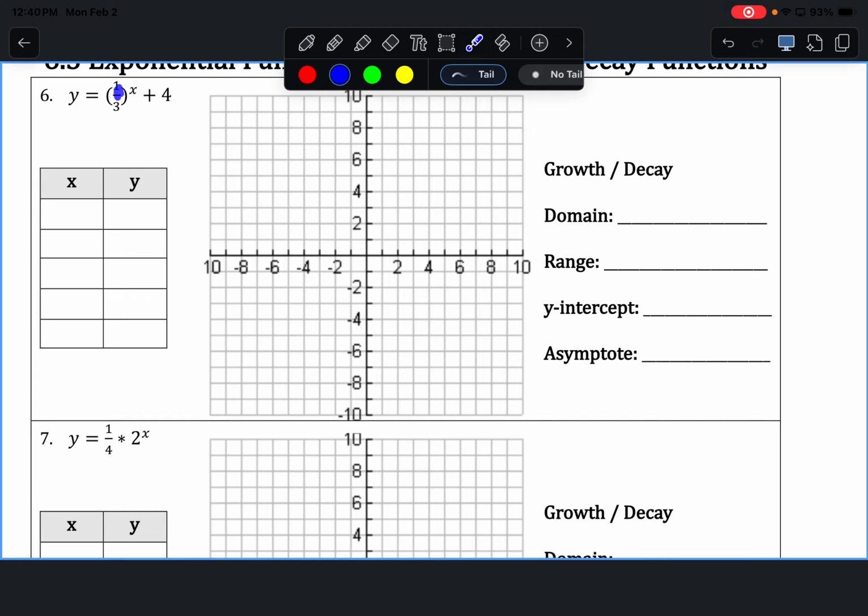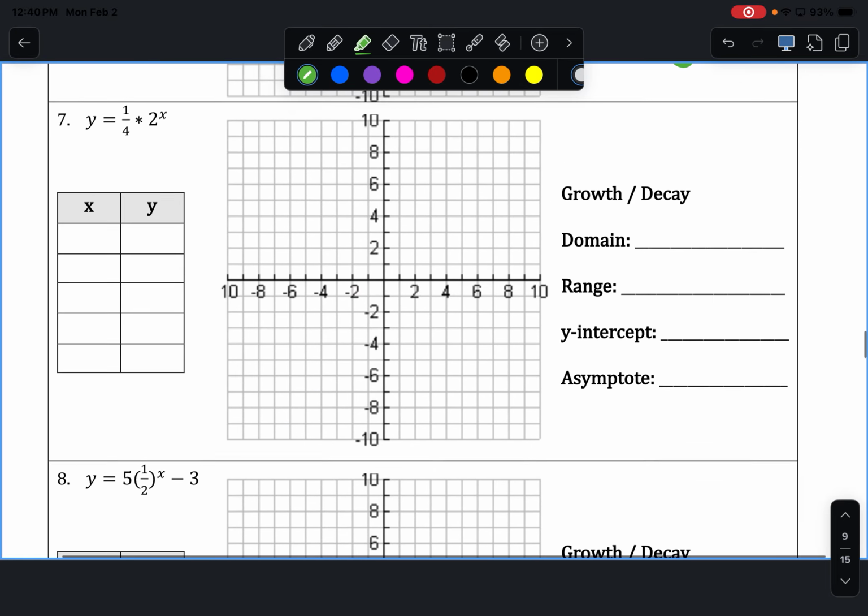Okay, what is our b for number 6? 1/3. Is that going to be a growth or decay function? Decay. Okay, what is the asymptote going to be for number 6? 4. Y equals 4. Okay, because of that plus 4 right there, it gives us an asymptote of 4.